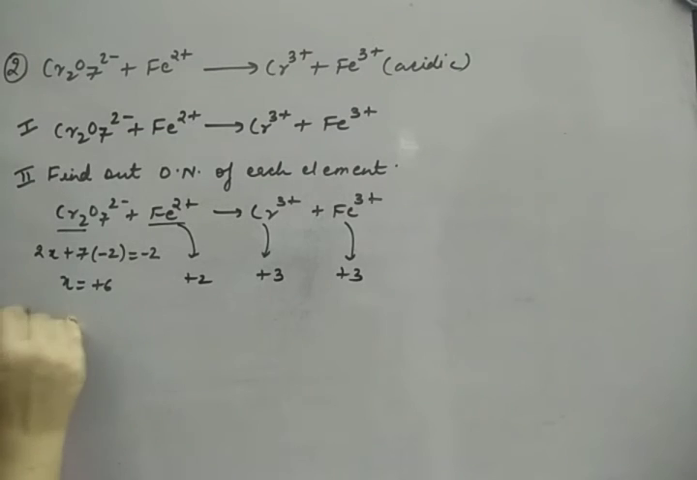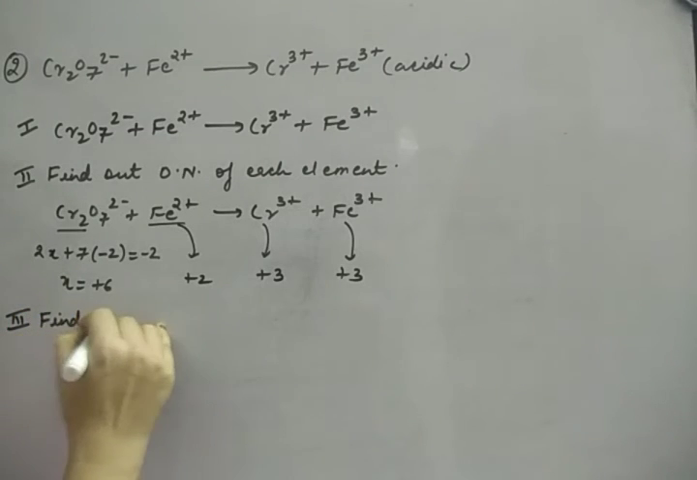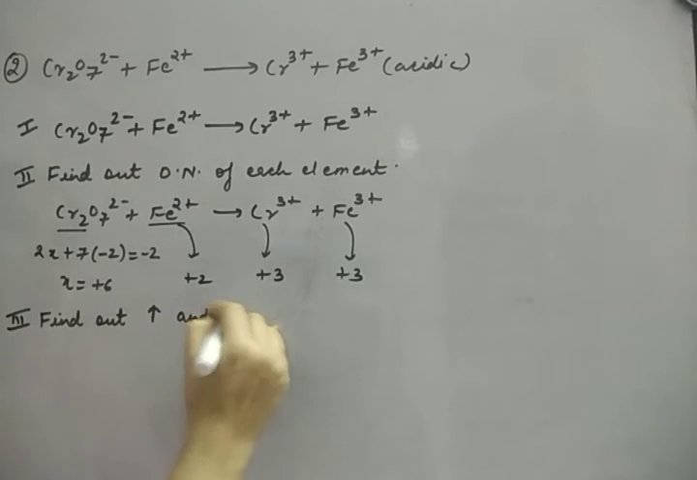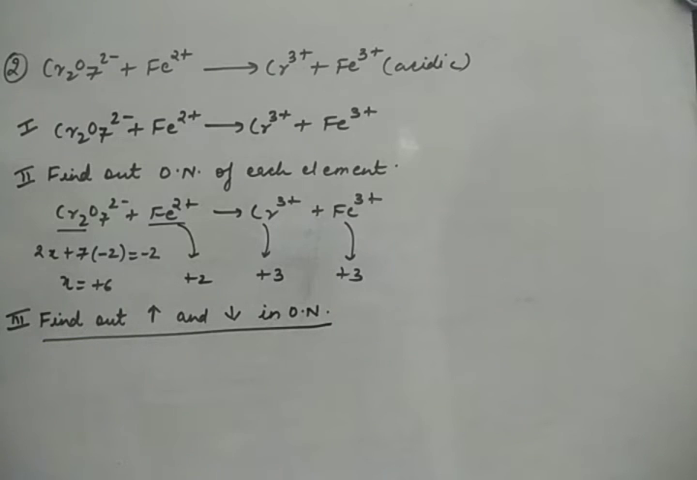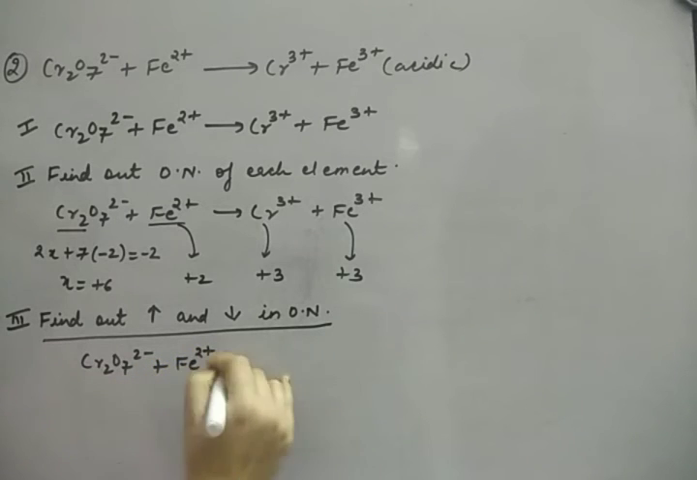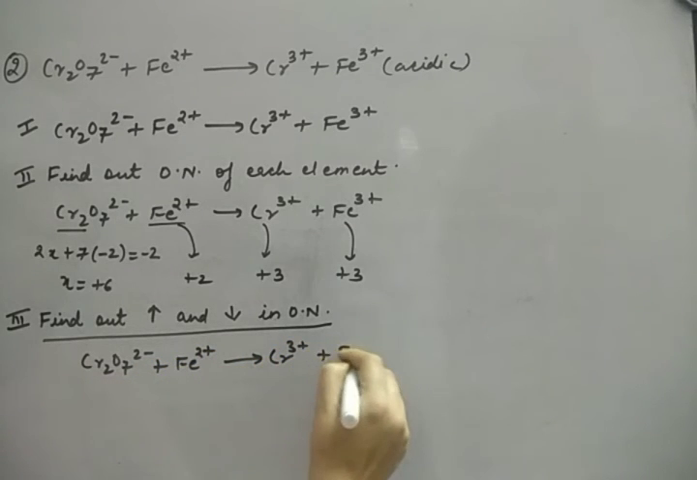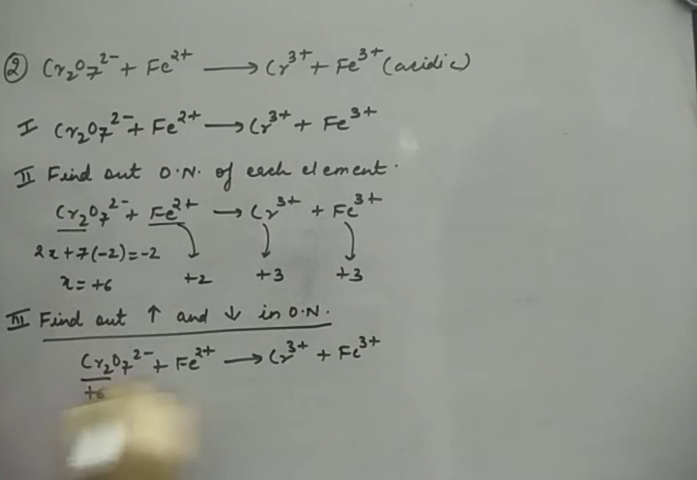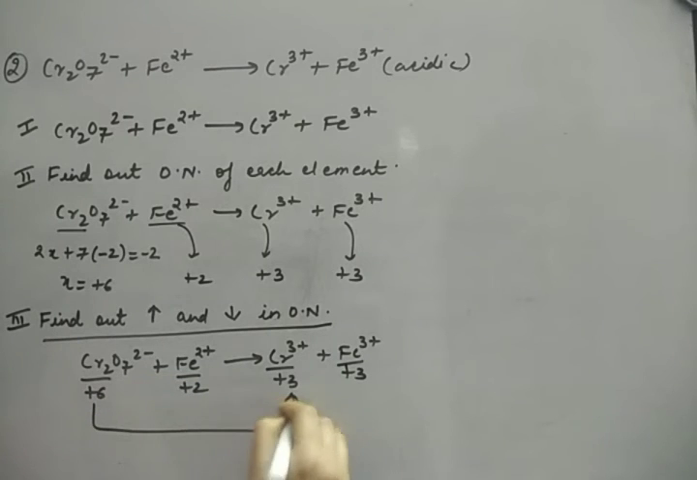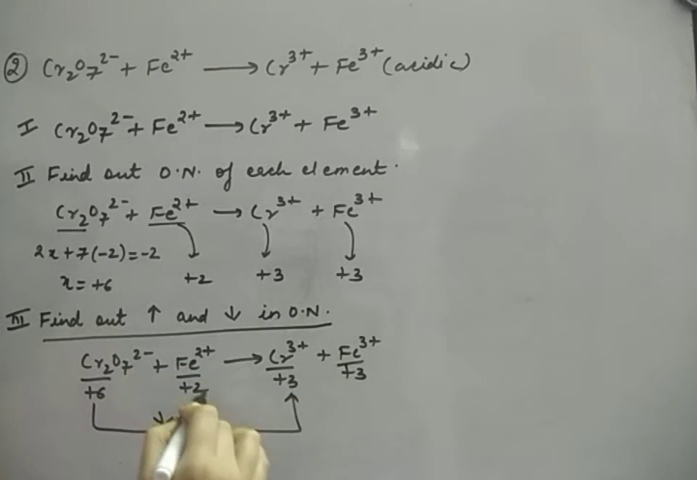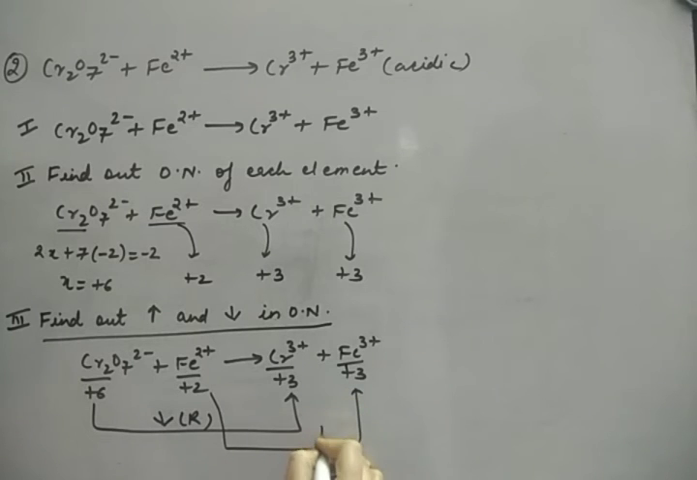Now the third step is to find out the increase and decrease in oxidation number. So we'll find out where it is increasing, where it is decreasing. Okay, so Cr2O7 2- plus Fe2+ gives Cr3+ plus Fe3+. So +6, +2, +3, +3. So +6 to +3 it is decreasing, that is reduction, and +2 to +3 it is increasing, it is oxidation. So we have located where oxidation is taking place and where reduction is taking place.